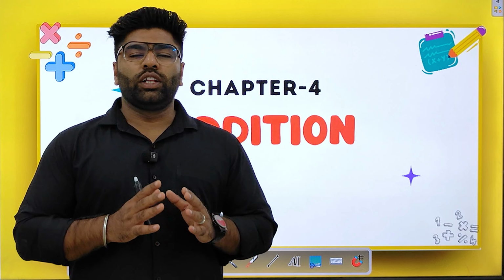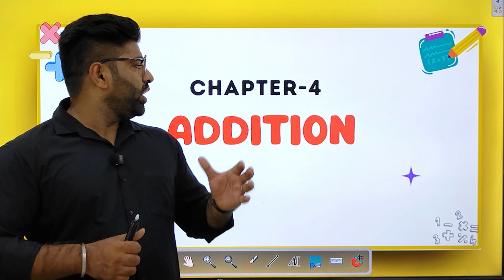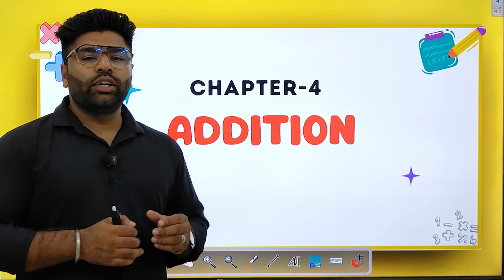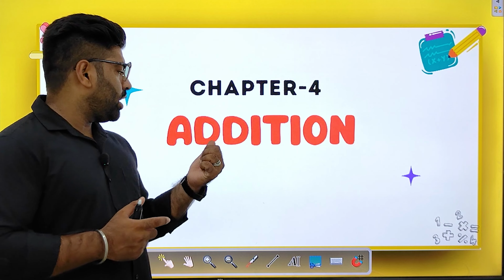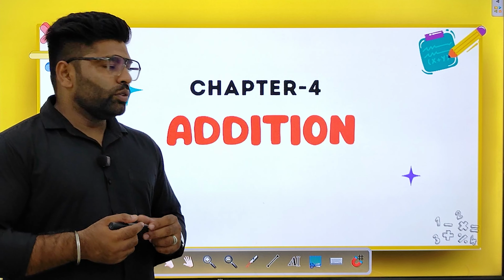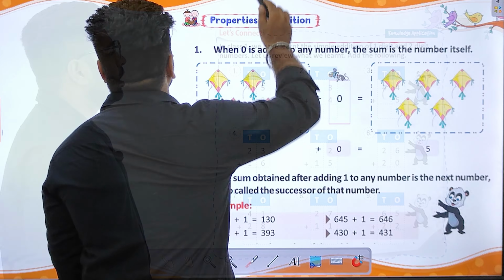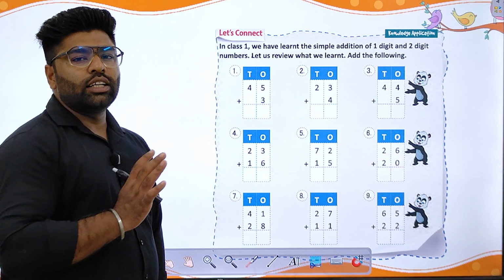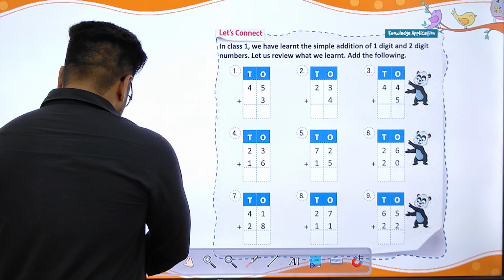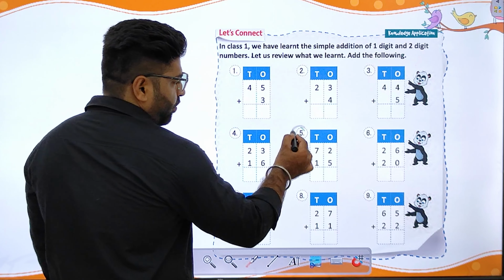So here we are going to clear our concepts and doubts in a very simple manner. Today we are having our chapter number 4, and today we are going to solve and practice some questions of addition. So let's see what we are having here. Here we have some questions of addition which we have done in our previous classes. So let's pick one question, that is question number 5.